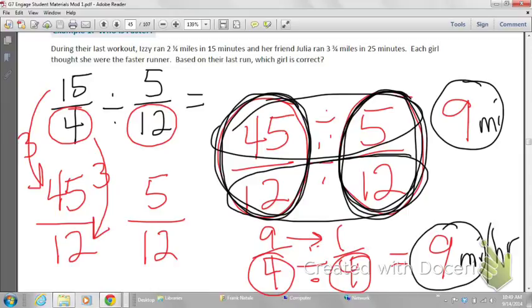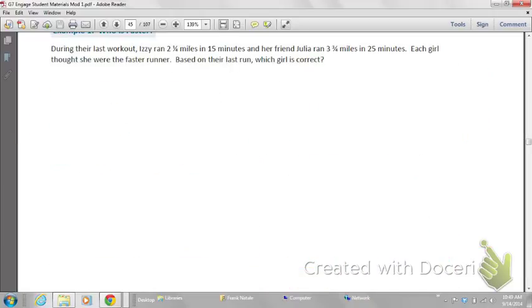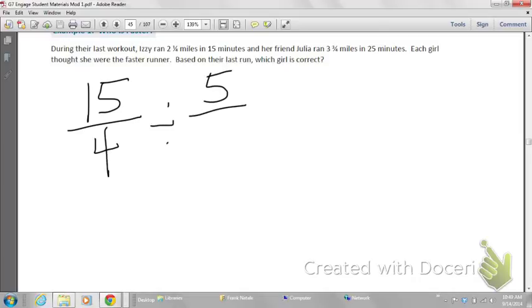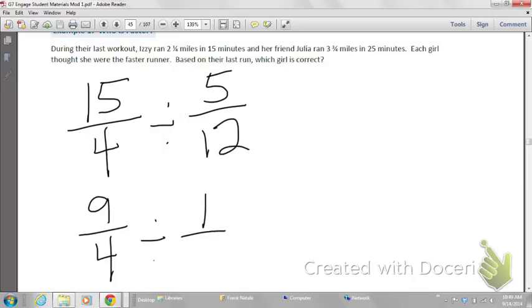And again, we've proven, just like we did before, that they went the exact same speed. But let's go ahead and look at this 15/4 divided by 5/12ths. And let's look at them both, and look at the other one too. Let's look at these a different way. It was 9/4 divided by 1/4. Again, Izzy, one Julia. Okay?